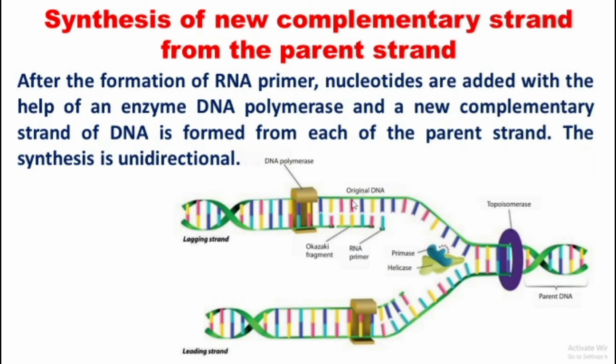So this is the parent strand. Look at this picture. It consists of the two parent strands which will act as the template. Based on the nucleotides present on the template, its complementary base pairs have been added by the DNA polymerase enzyme. A new complementary strand of DNA is formed from each of the parent strands. The synthesis is unidirectional. The synthesis process will happen from the replication fork.